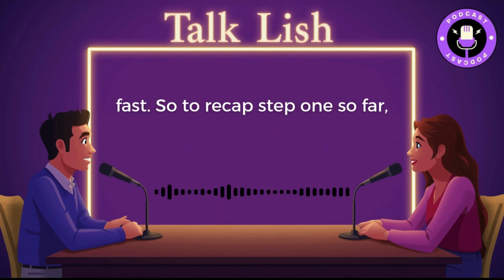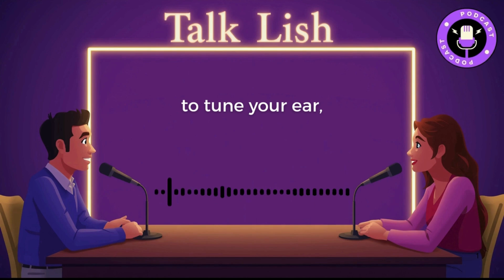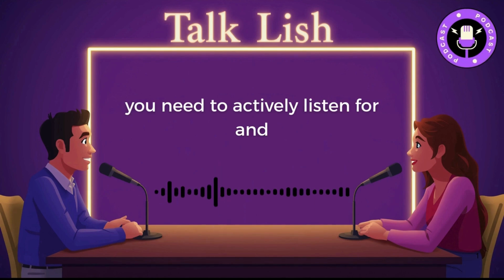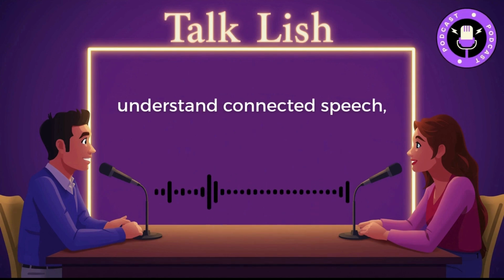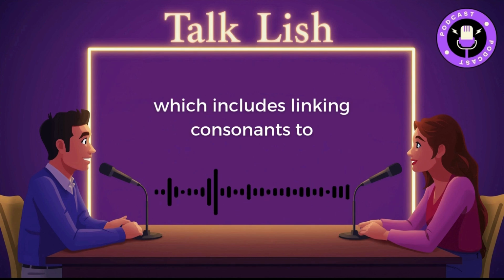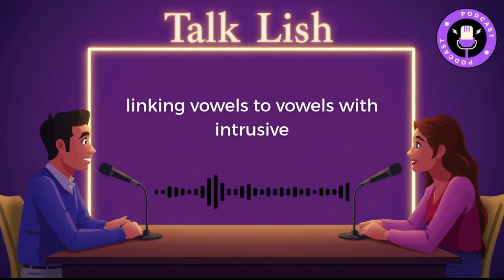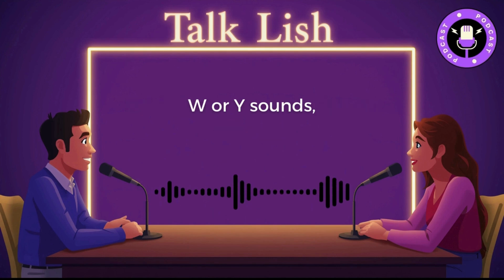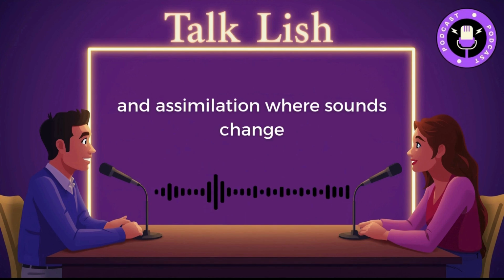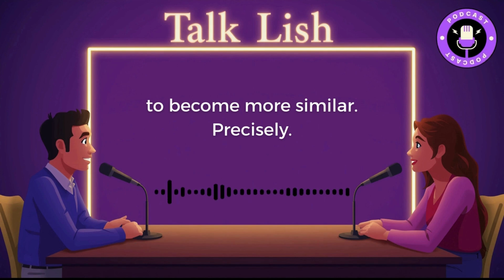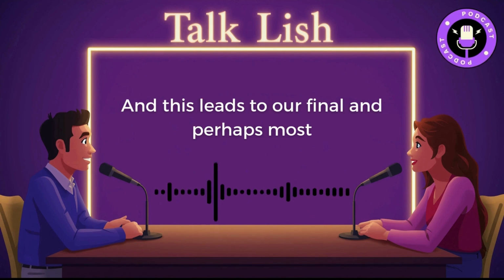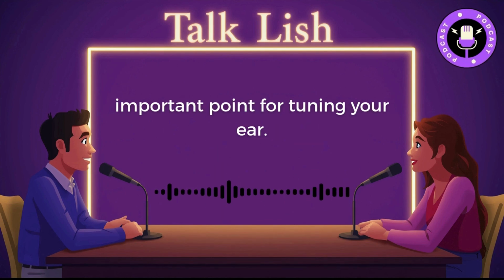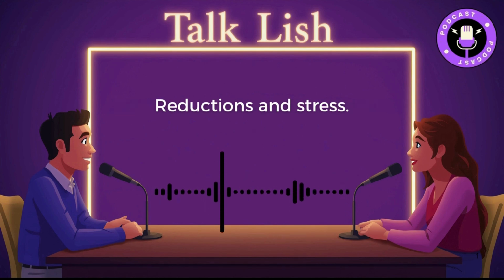So, to recap step 1 so far, to tune your ear, you need to actively listen for and understand connected speech, which includes linking consonants to vowels, linking vowels to vowels with intrusive W or Y sounds, and assimilation, where sounds change to become more similar. Precisely. And this leads to our final and perhaps most important point for tuning your ear: reductions and stress.